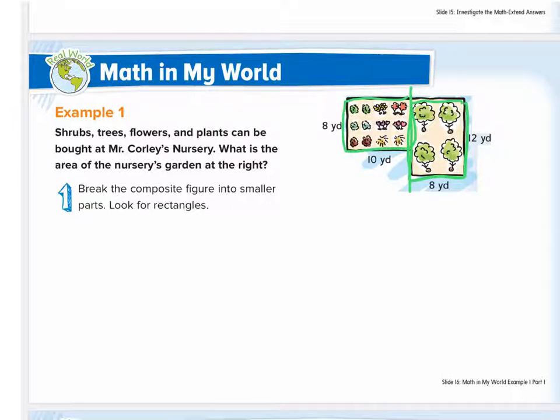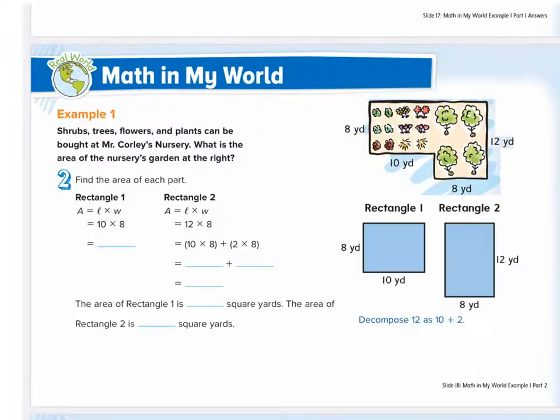Remember, to find area, we need to have a length and a width for each rectangle. So since this has a length and a width and a length and a width, I can do this. Now we have it broken apart into our two rectangles. Rectangle 1 has a length of 10 and a width of 8, and rectangle 2 has a length of 12 and a width of 8.